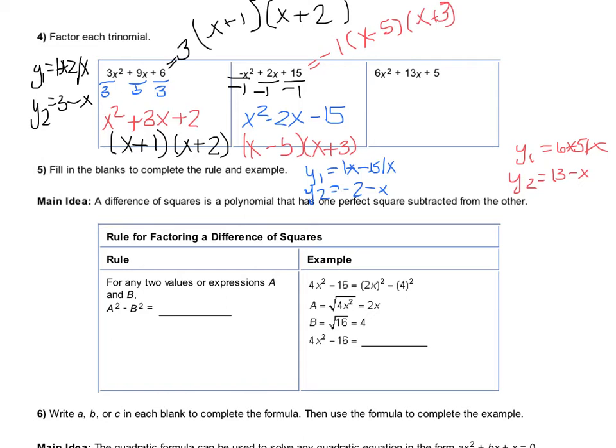10 and 3. Now, don't forget, when you find those numbers, so 10 and 3 are my two numbers, you have to, every single time, divide them by that leading coefficient, in this case 6. And I'm going to reduce it. 10 over 6, I can divide both those by 2. I get 5 over 3. 3 over 6, I can divide both those by 3. And I get 1 over 2. That means that my two factors are 2x plus 1 and 3x plus 5.